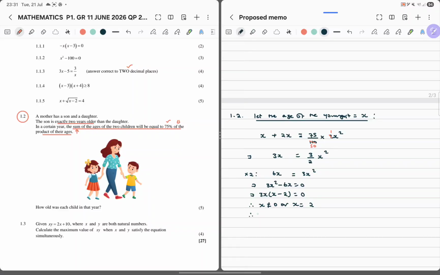The girl can say, therefore, the girl is 2 years and the boy is 2 times that. It's going to be 4 years. Nice and easy. So can you see 4 years is exactly 2 years older than the other one? Nice and easy. So obviously this is cool, folks, and we can check it out if we like.